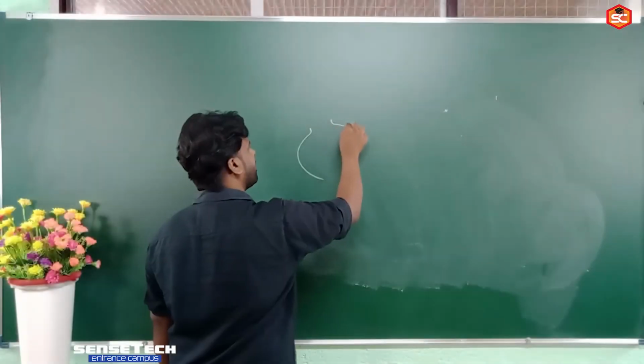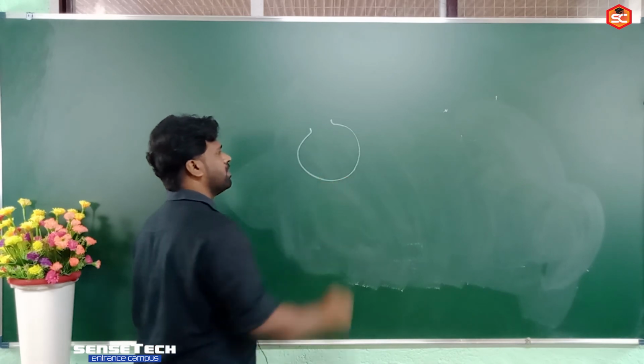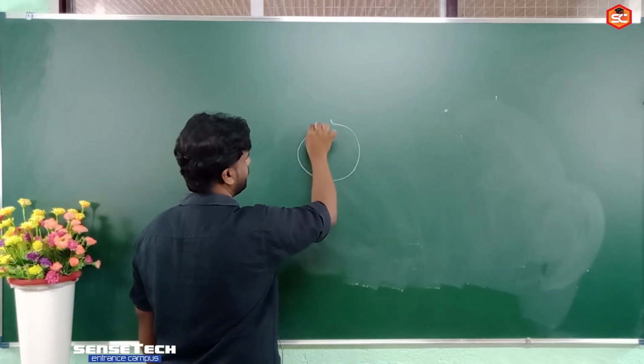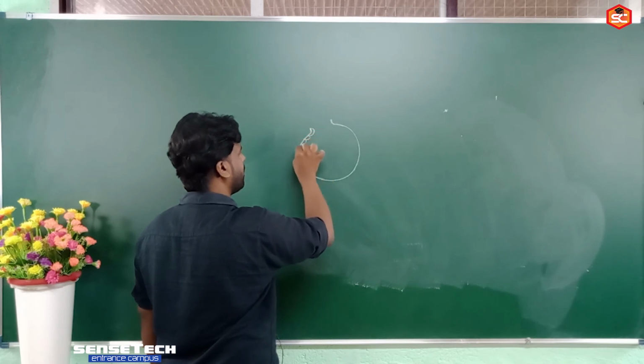In our alveoli, suppose this is the alveoli and this is the alveolar cavity. This forms the wall of the alveoli.